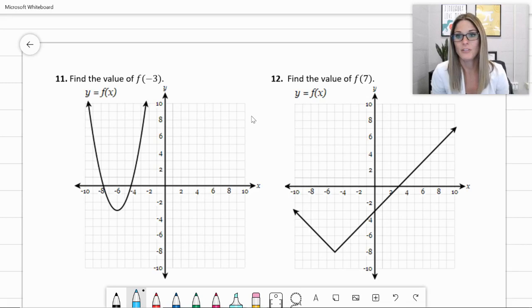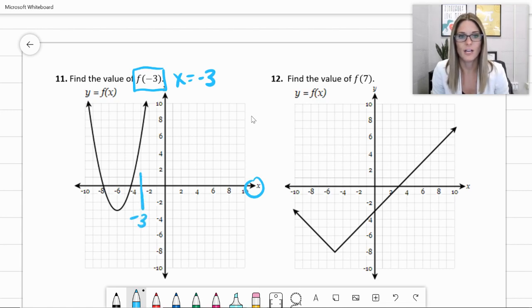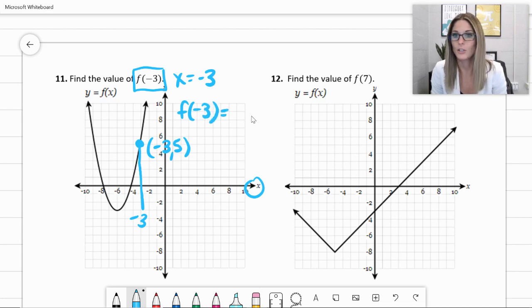Our last two examples are very similar to what we just did. We're going to use the graph to find f of negative 3, or go and find where x is equal to negative 3 on the x-axis. This would be negative 3. So you want to travel up to meet your graph and find that point. That ordered pair is negative 3, 5. So f of negative 3 equals your y value. What was your y value? 5.